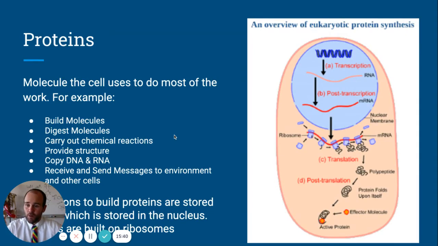Since I just mentioned proteins, it's probably a good time to think back to last chapter and think about what they do. Proteins do everything. They build molecules, they digest molecules, they carry out chemical reactions, they provide structure, they copy our DNA and RNA, they receive and send messages to the environment and to other cells. They are regulating everything that's happening inside those cells. So they're super important. And from our nucleus here, the DNA is transcribed into mRNA.